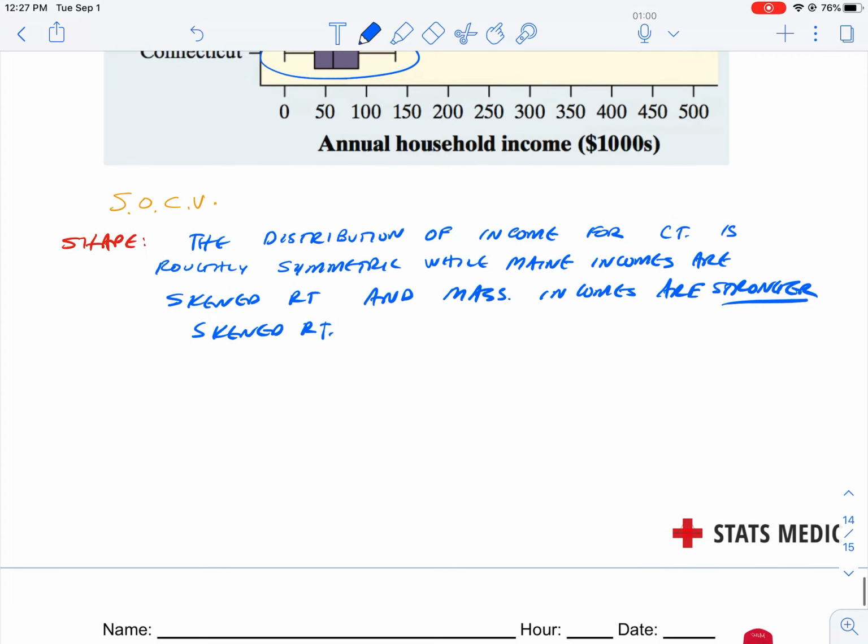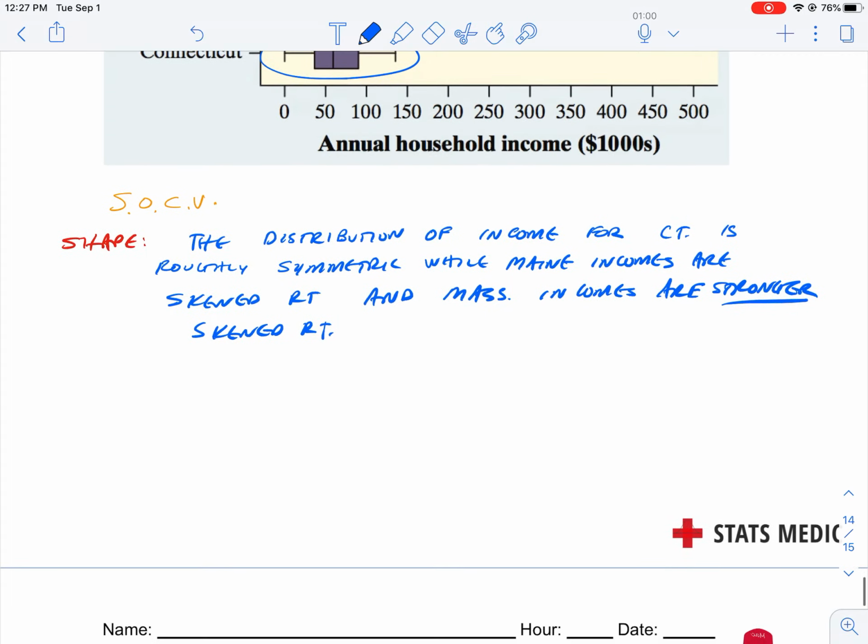Outliers. So check it out. What's really nice here is we can see that Maine and Massachusetts have outliers. Connecticut does not have any outliers. So we can say Maine and Massachusetts have high outliers, while Connecticut has none.